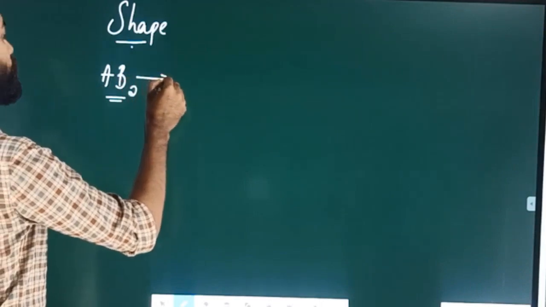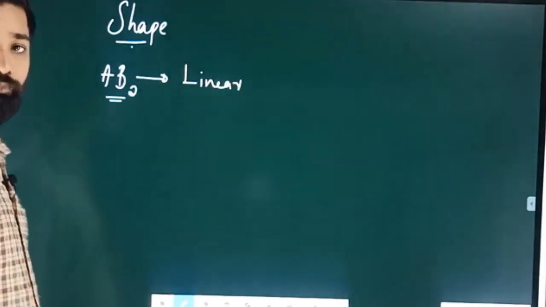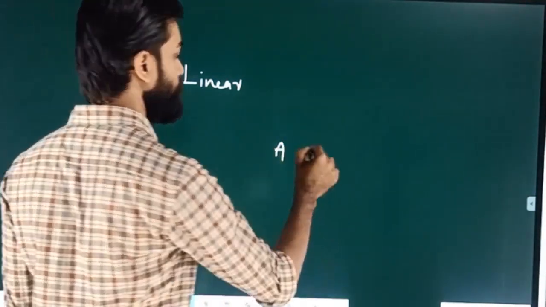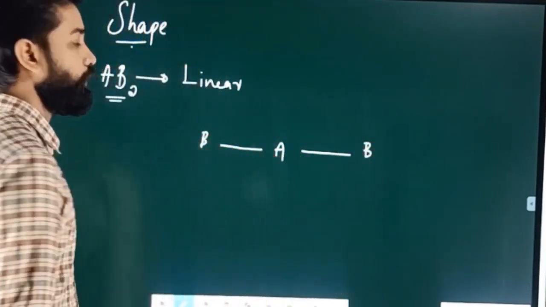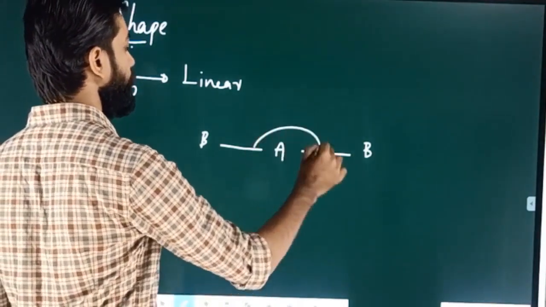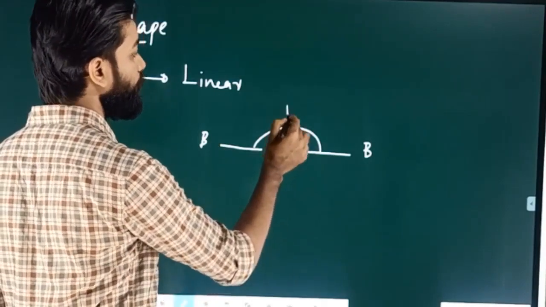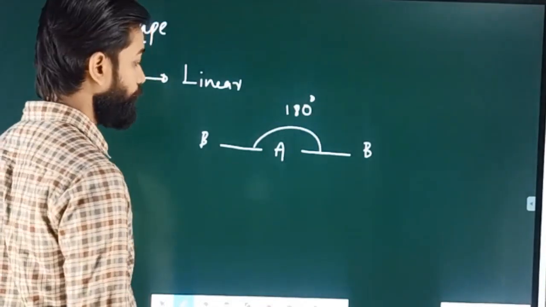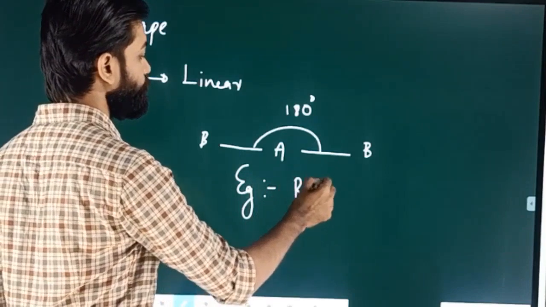AB2, which means linear shape. The linear shape is where the central atom is A, surrounded by two B's like this. The angle between two bonds is said to be the bond angle. In case of linear shape, the bond angle is 180 degrees. Let me have an example, BeCl2.